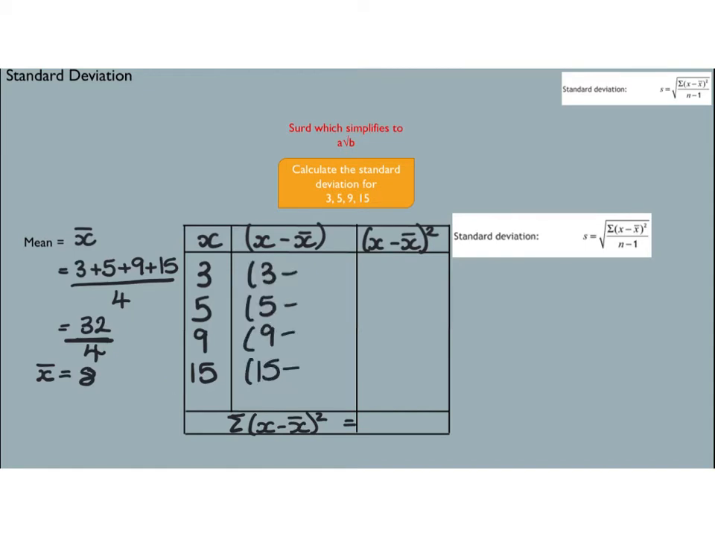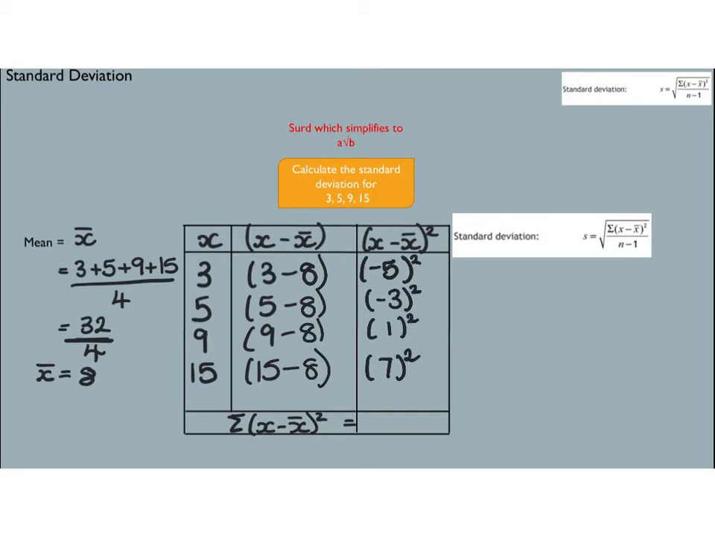Okay, so I'm just starting to work out the middle column here. And I'm remembering that this letter here is the mean. The mean is 8. Okay, so I'm going to take away 8 each time, and I'm going to work out my last column.